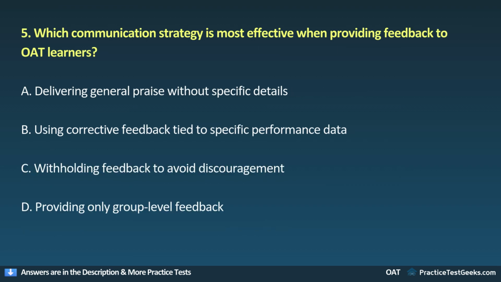5. Which communication strategy is most effective when providing feedback to OAT learners? A. Delivering general praise without specific details. B. Using corrective feedback tied to specific performance data. C. Withholding feedback to avoid discouragement. D. Providing only group-level feedback.